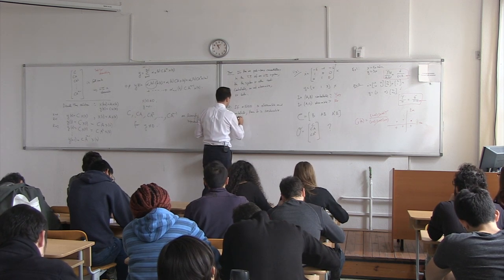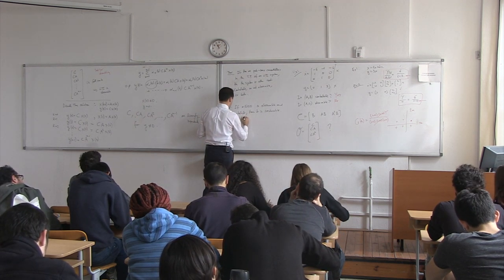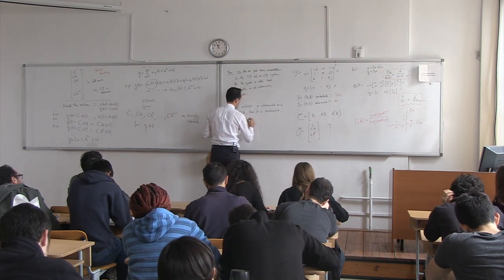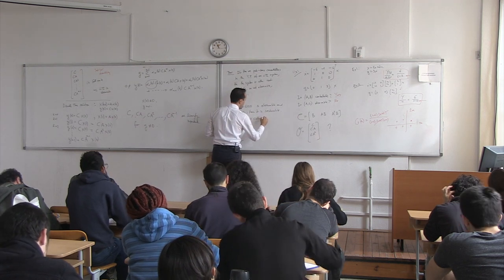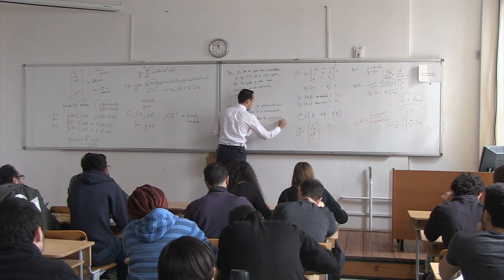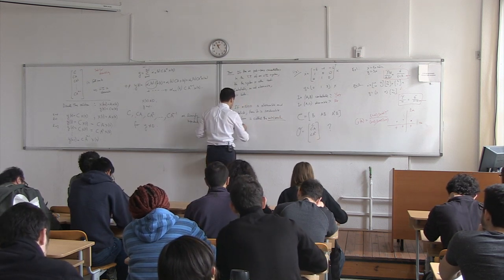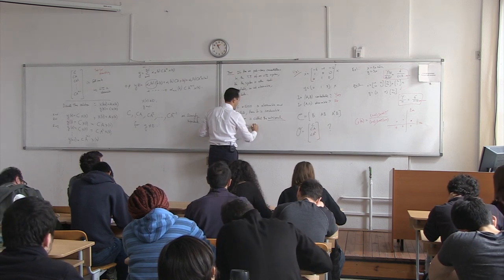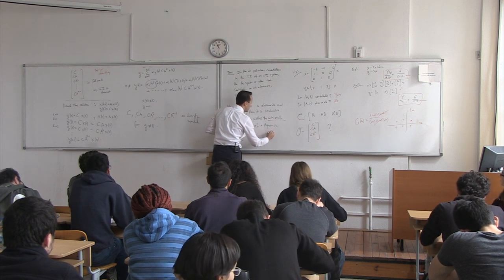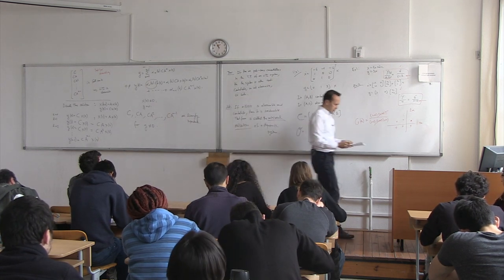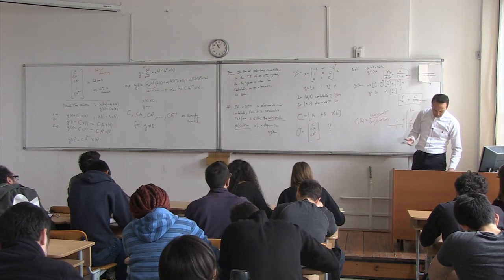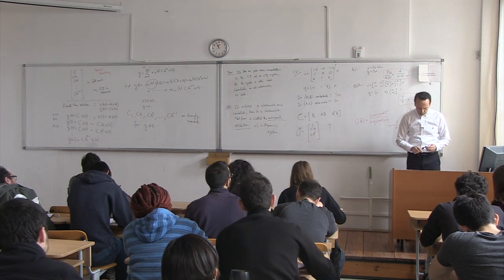That form is called the minimal realization of a dynamic system. Let me explain this, what this means.